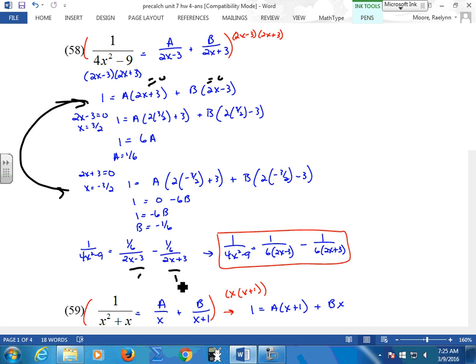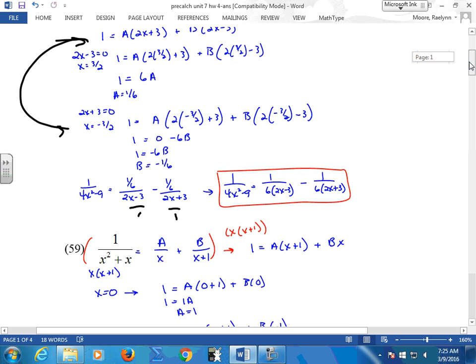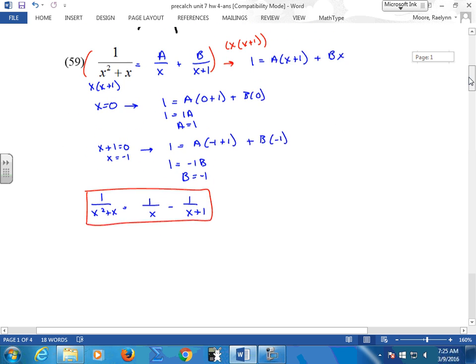So basically, we factored, separated them, set the factor for A equal to 0 to find B, set the factor for B equal to 0 to find A. Plug them back in. Good? Not too bad. It's really not that bad. It's kind of a neat little thing to do.